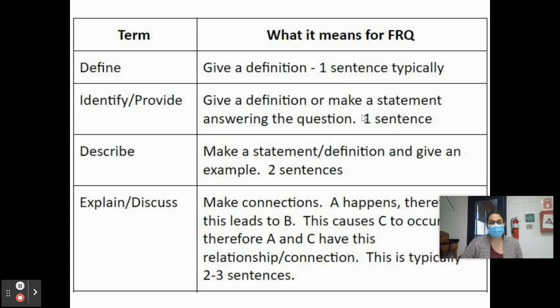Okay. Explain or discuss is making connections. So A happens, it leads to B, this causes C, so A and B have this. This is a relationship or a connection. So 2 to 3 sentences, this is going to be your longer stuff. Explain, discuss.